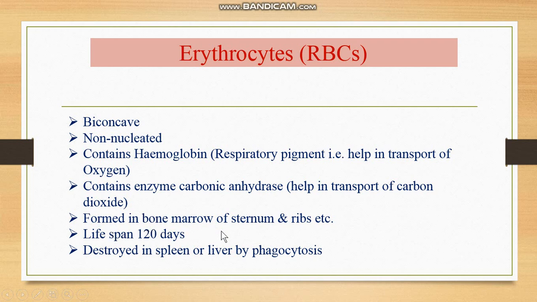They are formed in bone marrow of sternum and ribs. Their lifespan is about 120 days. After that, they are destroyed in spleen or liver by phagocytosis.